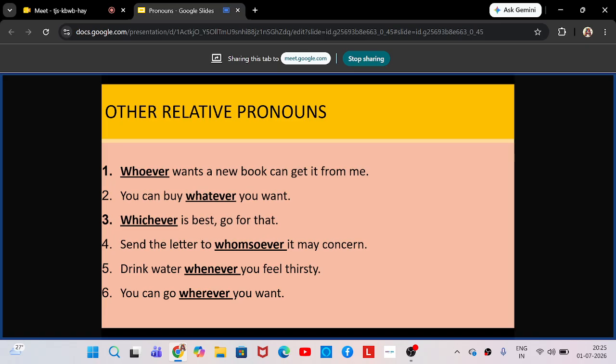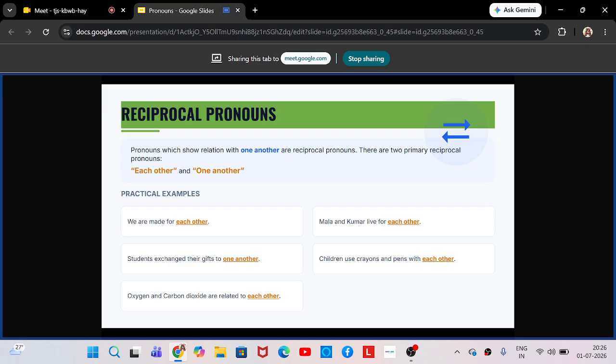Okay, so these are the other relative pronouns. Apart from the first six we studied, whoever, whatever, whichever, whenever, wherever, and whomsoever, these six words are also relative pronouns. In some books, these words are not given. Only the first six are given. But you can include these words also while studying. Okay. So now we can slowly get into reciprocal pronouns.